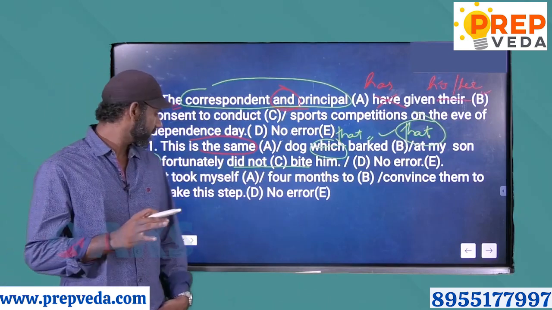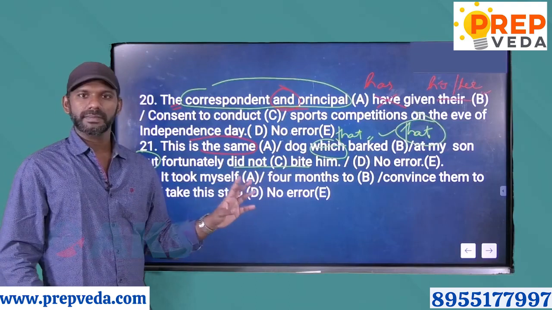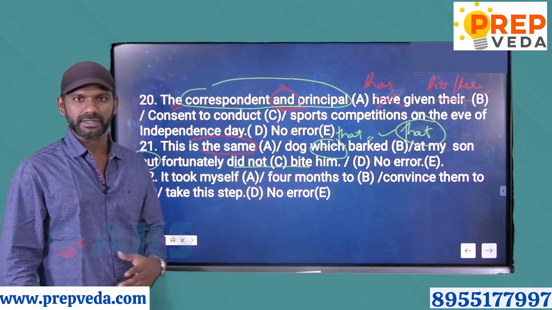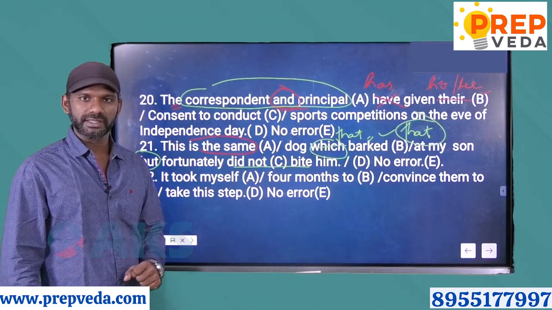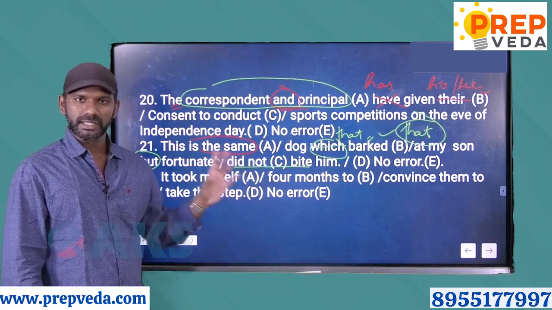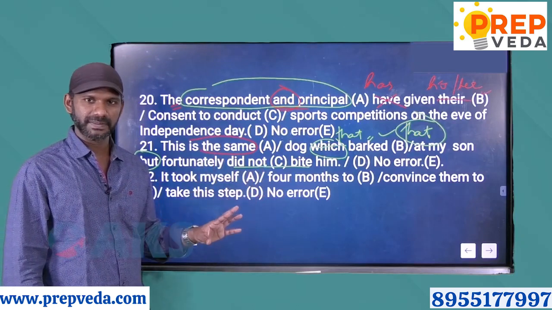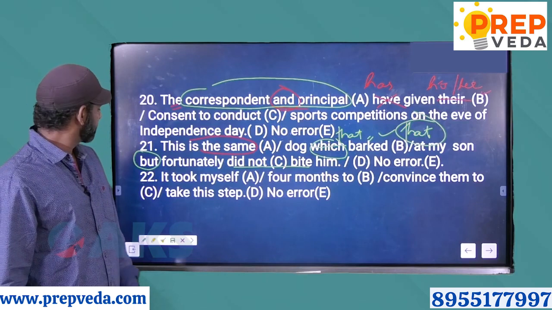Did not bite is positively charged. Anyway, "fortunately" is a positive word, "unfortunately" is a negative word. "Did not bite him" is positive because of double negation. When two negative terms come together, the meaning becomes positive. "Did not" is negative, "bite" is also negative, so "did not bite" becomes positive because of double negation. Getting it? Come on, next one.